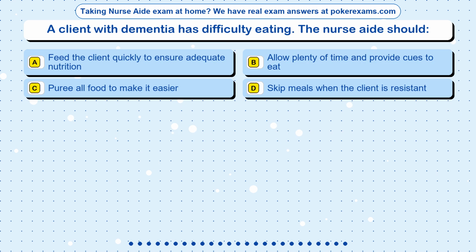Question 4. A client with dementia has difficulty eating. The nurse aide should: Option A, feed the client quickly to ensure adequate nutrition. Option B, allow plenty of time and provide cues to eat. Option C, puree all food to make it easier. Option D, skip meals when the client is resistant.